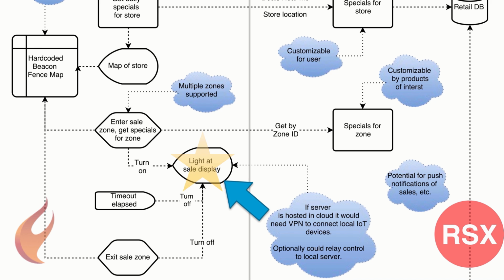So as the customer enters the zone, when they get near this light, it's going to come on so that they can see what fantastic offer we have available for them. The lights can actually be turned on from the client application, and that's because we're hosting the server in the cloud, and it would require a VPN connection from the cloud down to the client application, or down to the local IoT devices in order to do that.